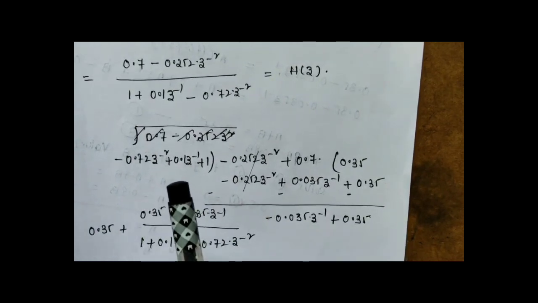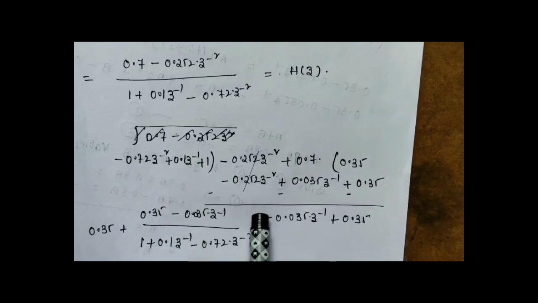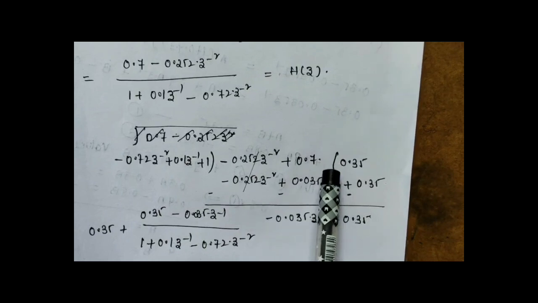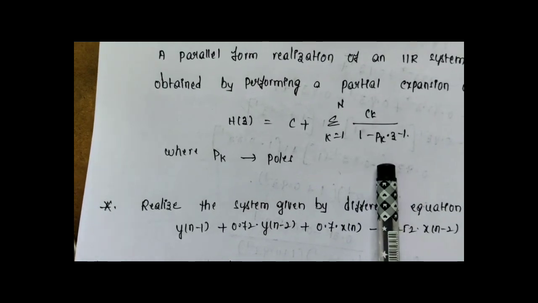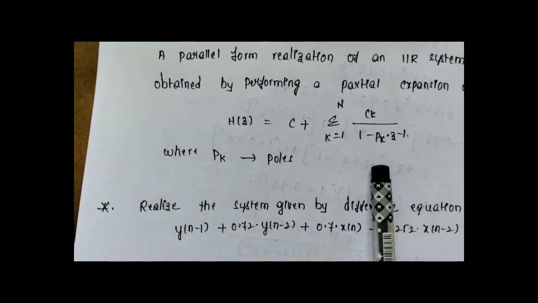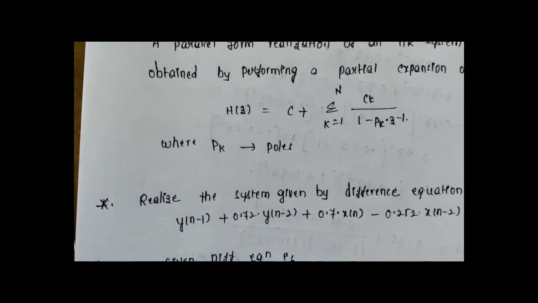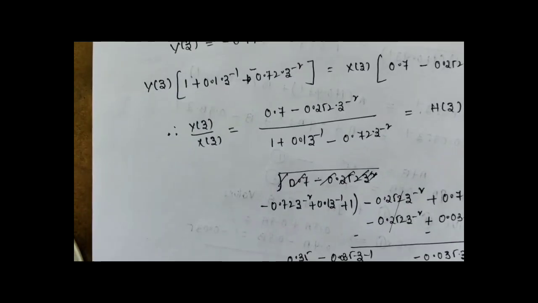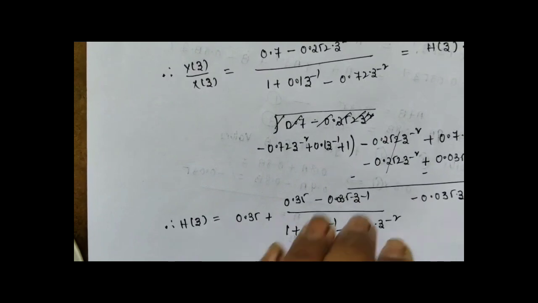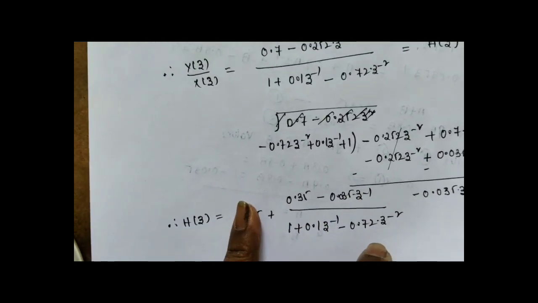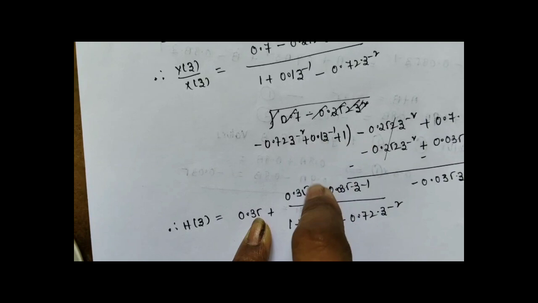So guys, keep remembering this. If you want to convert the H of z into the required format, like C plus sigma k equals 1 to n of ck by 1 minus e power minus pk into z power minus 1, in that form, the simple thing you have to remember is to apply the division. So you got this. How did you get this? Simply by doing the division.